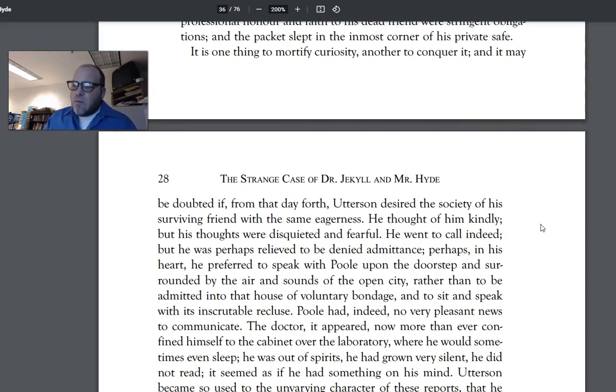rather than to be admitted into that house of voluntary bondage, meaning Jekyll has locked himself up in his house and he never leaves, and he never sees anybody, and he won't see Utterson.